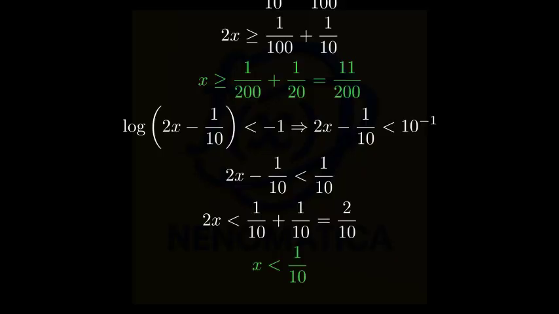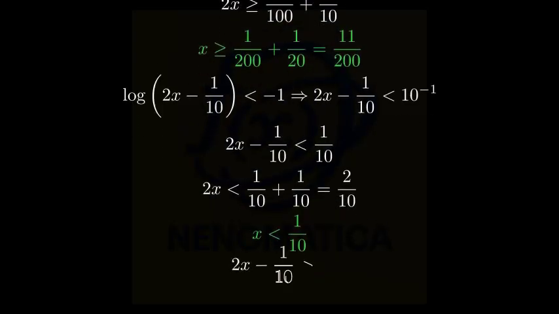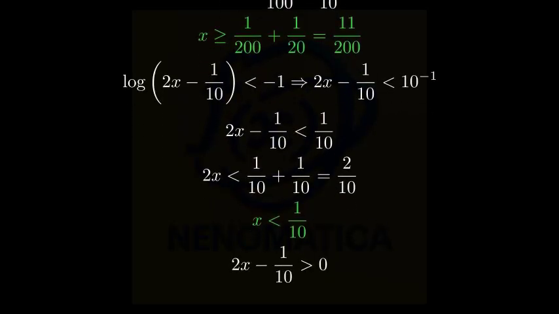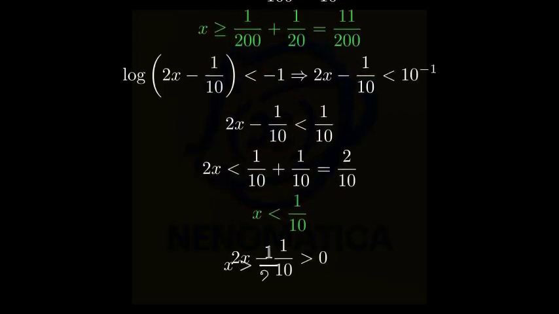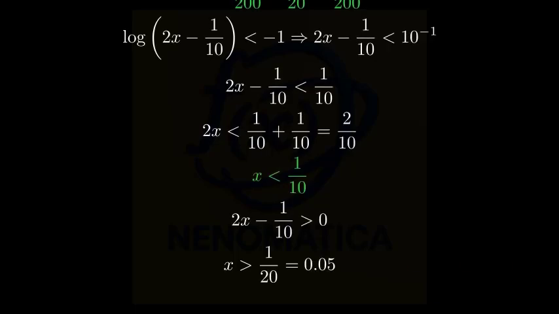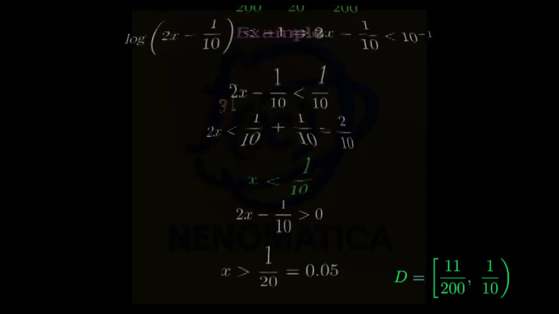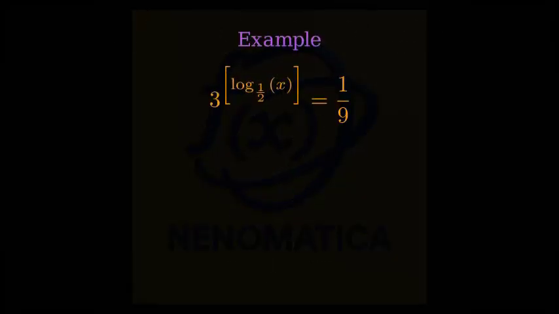A quick domain check for the logarithm. The inside must be positive. 2x minus 1 over 10 must be greater than 0. That gives x greater than 1 over 20. Therefore, the solution set is the intersection of the two inequalities, from 11 over 200 inclusive to 1 over 10 exclusive. Let's display the problem clearly on screen.